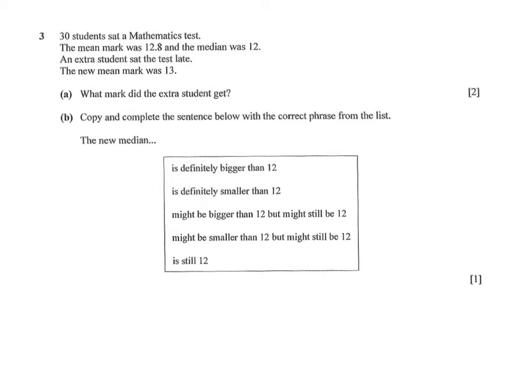Question number 3. 30 students sat for a math test. So the mean mark was 12.8. Oh, so that means the original old mean mark for the 30 students is 12.8. What does that tell me? That means the total mark for 30 students is now 12.8 times 30 to give me the number 384.